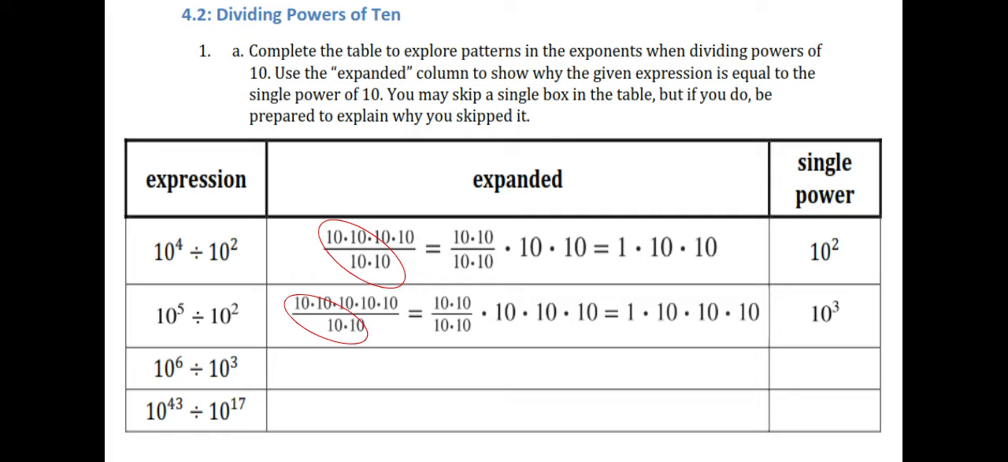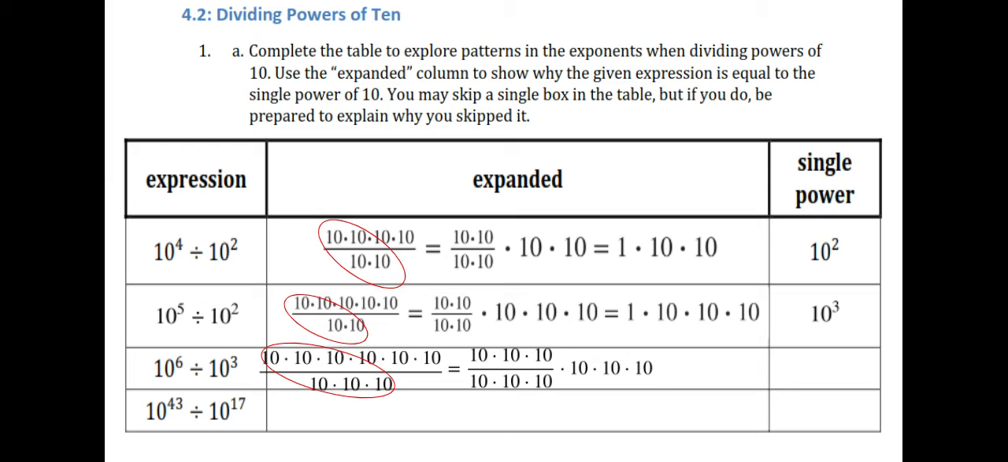In the third example, we are given the expression 10 to the 6th power divided by 10 to the 3rd power. We can write it in expanded form by showing the repeated multiplication. This time, I notice that there are 3 factors that are 10 that the numerator and denominator have in common. And there are 3 extra factors that are 10 in the numerator. This can be expressed like this.